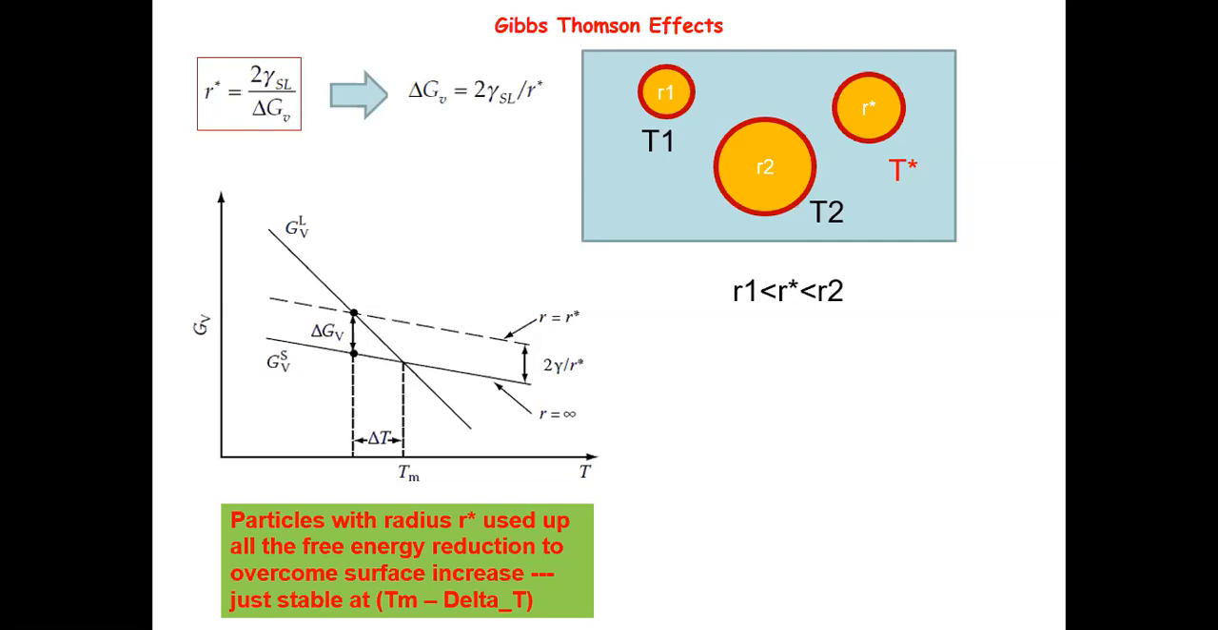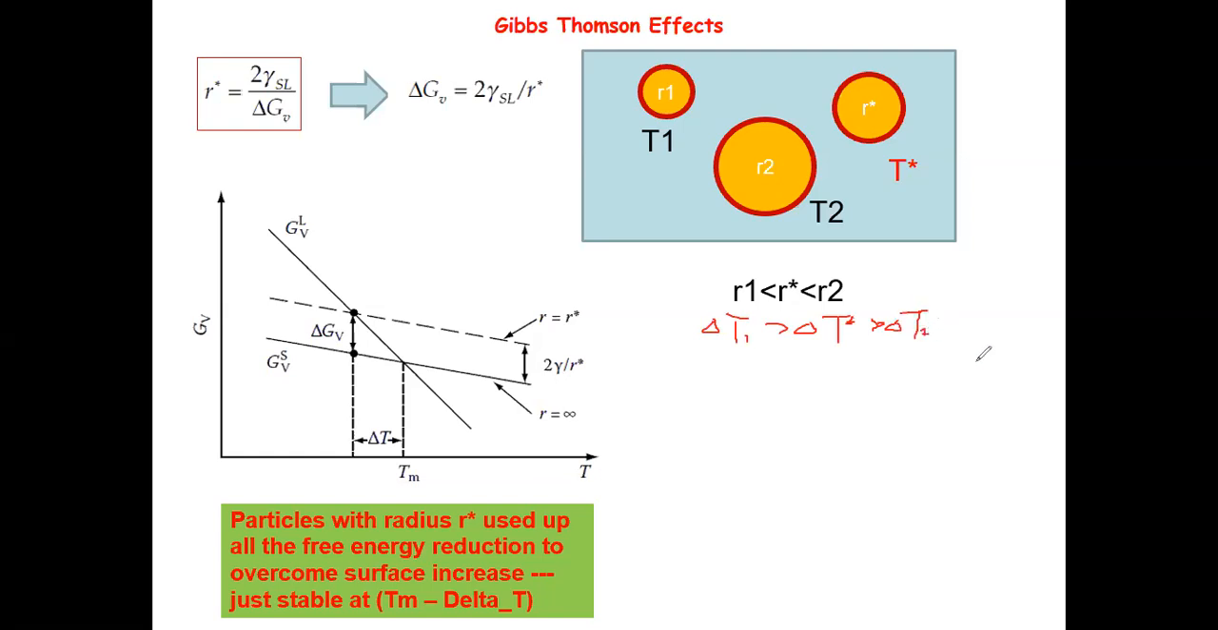Which one requires the largest supercooling to be stable? The smaller one or the larger one? The smaller one, right? That makes sense. Because we know that the smaller the particle is, the larger the contribution from the interface. So we will need larger supercooling. So we have delta T1 in magnitude going to be greater than delta T star, going to be greater than delta T2.